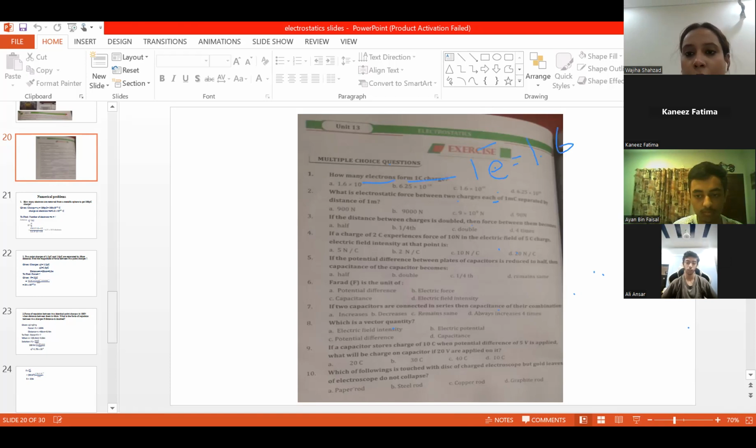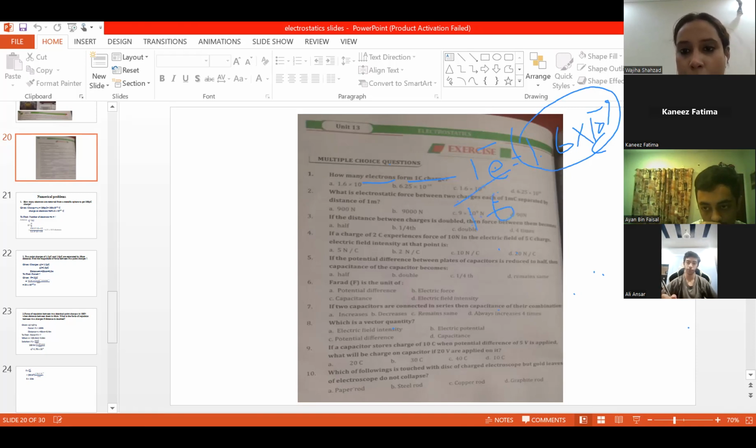Okay, boys, note down these values with the help of a pencil in your book, so you can memorize later. 1.6 into 10 power minus 19 coulomb. So this is the charge on an electron, and we have to find the value for 1 coulomb. So what will we do? We will divide by this 1.6 into 10 power minus 19 on the other side, right?